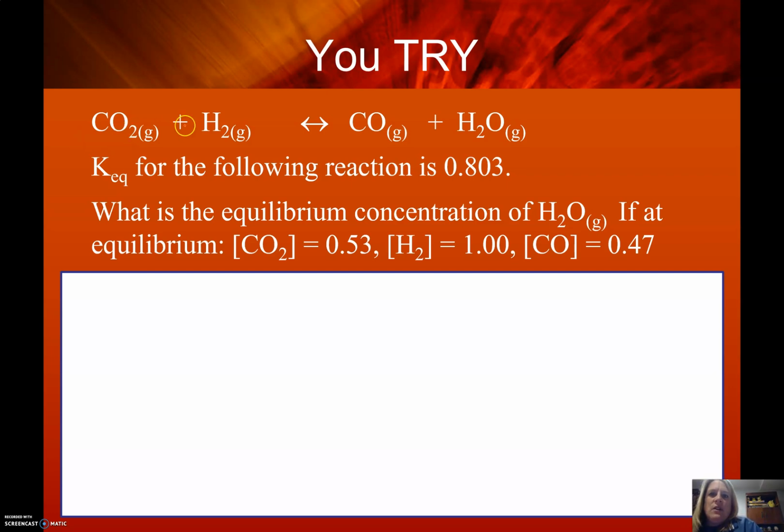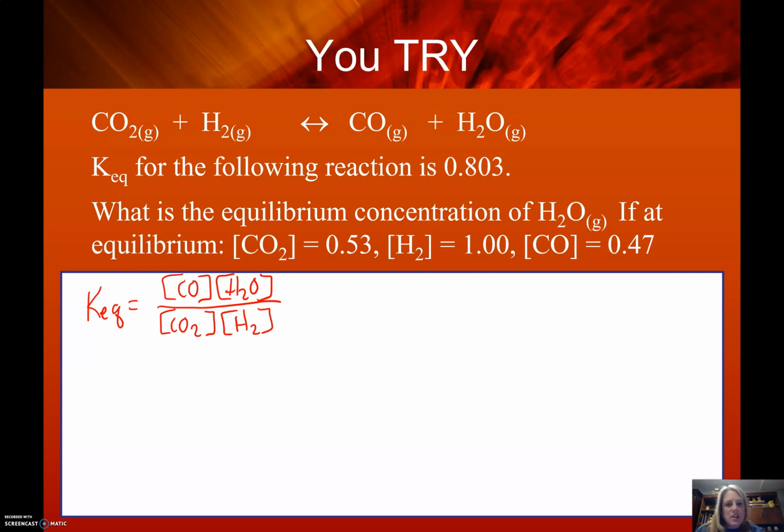All right, so if I look here, we have 1 carbon, 1 carbon. Carbon's cool. I have 2 oxygens. I have 1 plus 1 is 2 oxygens. I have 2 hydrogens, 2 hydrogens. So this is actually balanced. Well, that's pretty cool. All right, so KEQ is equal to, remember it's products, so CO, and then there's our water. No coefficient, so no powers. Divided by our reactants, so our CO2 and H2. So there's our equilibrium expression.